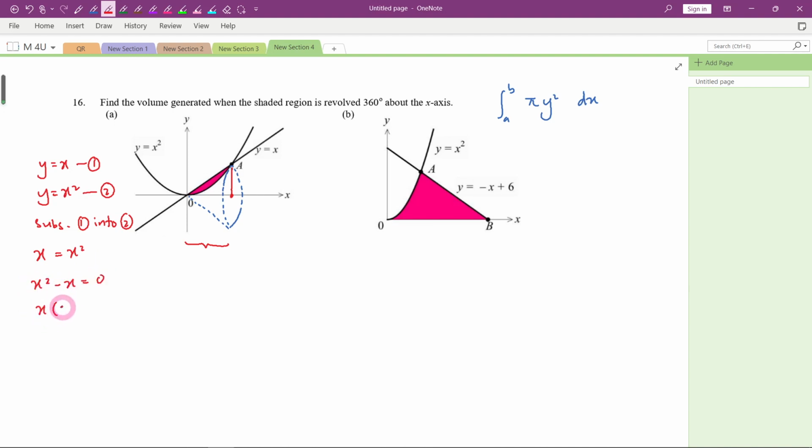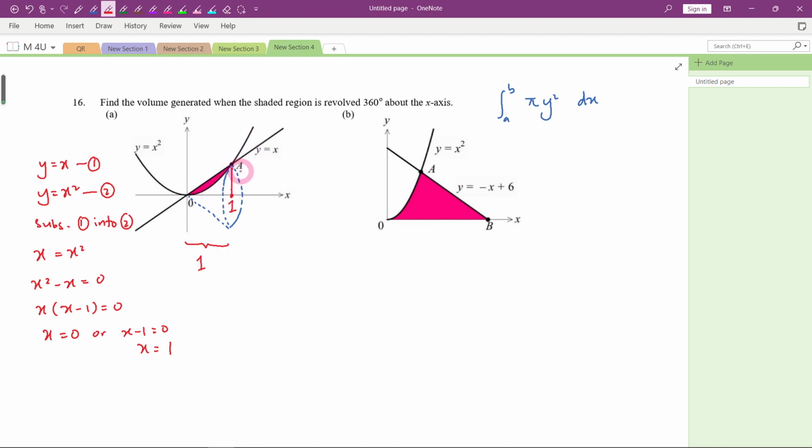Do some factorization. X is equal to 0, or x minus 1 is equal to 0, which is x is equal to 1. We have two intersection points, which are x equal to 0 here, and x equal to 1. Now I know this is 1. So that means the height of the cone will be 1 unit.